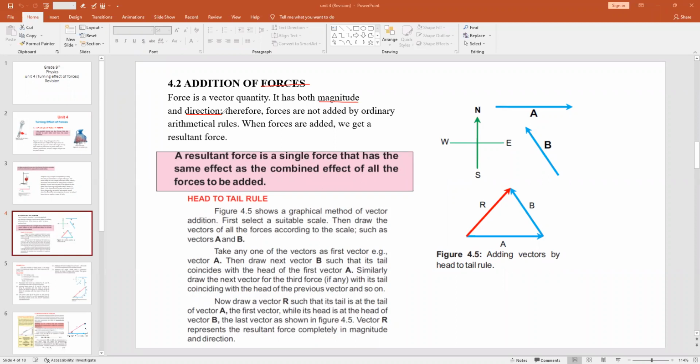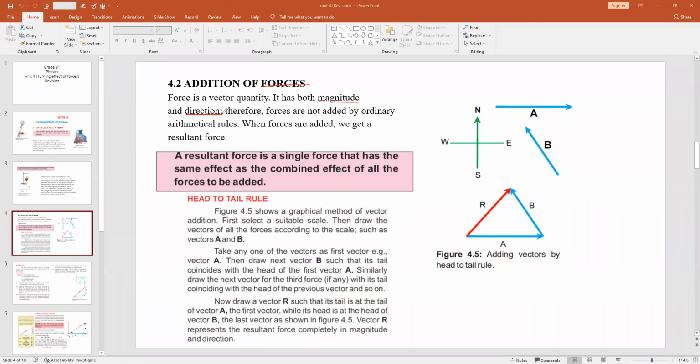So we can add scalar quantities by arithmetic rules, like 2 plus 2 is equal to 4, 2 minus 2 is equal to 0, 2 multiplied by 2 is equal to 4, 2 divided by 2 is equal to 1. But in the case of vectors, we cannot add them by ordinary arithmetic rules. For that, we have to add the vectors with the help of the head to tail rule. Because if there are two, three, or many vectors given to us and we want to add them, we have to use the head to tail rule.